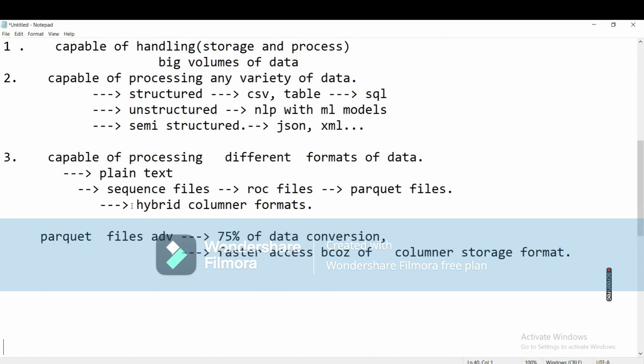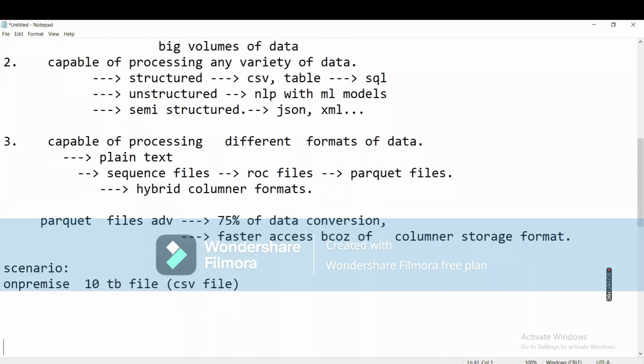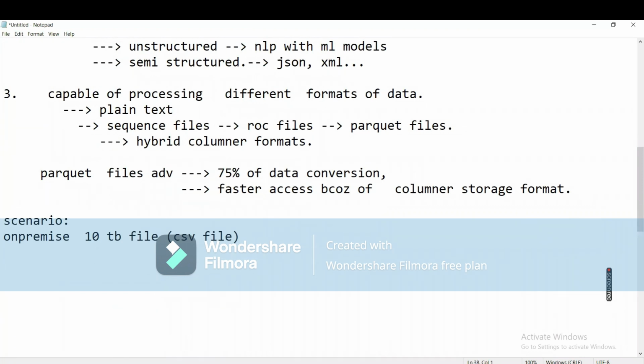Now, because of this advantage, come to the scenario. The client scenario is like this. In on-premise, a 10 TB file is there, not in the cloud. Of course, meaningful data, which is a CSV file. CSV file means that is structured. Now the task is like this: keep the file in the data lake.